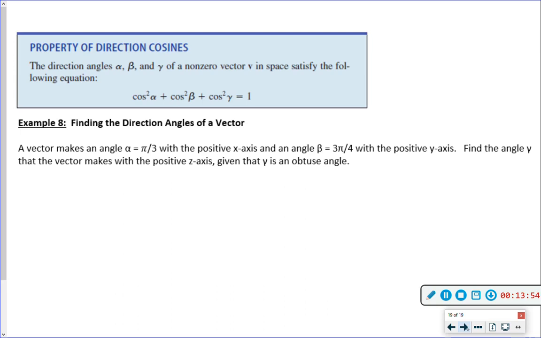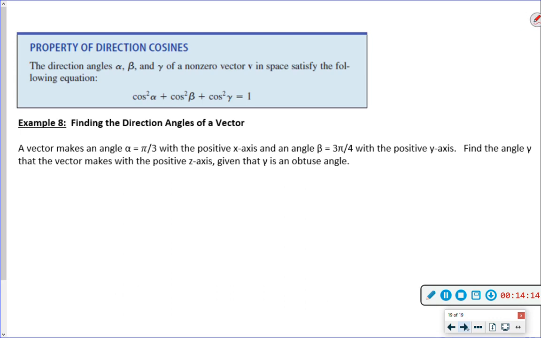Well, if you square them all, they should total up to 1. So we can use that to help us find the third one. A vector makes the angle alpha of pi over 3 with the positive x-axis, and beta is 3 pi over 4. Find the angle gamma with the positive z-axis. Let's just plug them in.